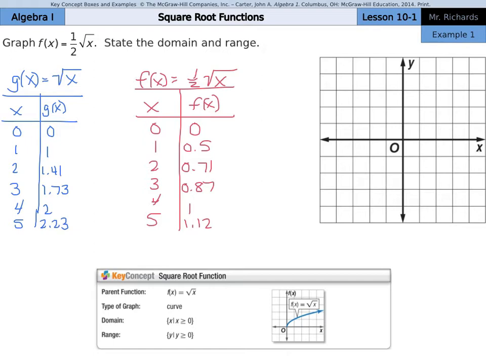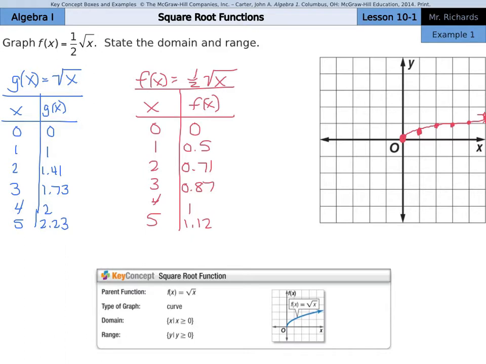Now, in later examples, we'll be asked to compare this parent function, the square root of x, with something like 1/2 times the square root of x, but for this example, we're just going to simply graph. And so we will have 0, 0, 1, 0.5, 2, 0.71, followed by 3, 0.87, 4, 1, and 5, 1.12. And again, with these decimals, you're going to try as close as possible to graph these. But as we graph them, you can see where it's coming out like so.